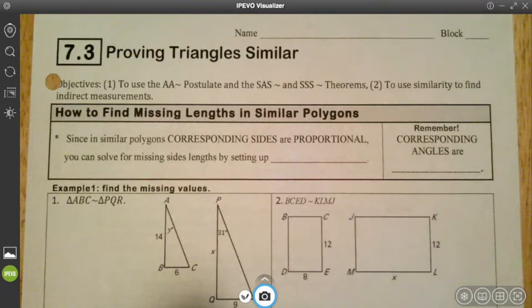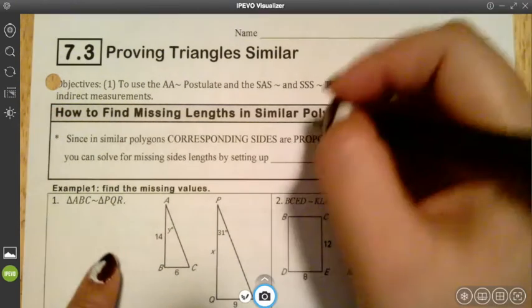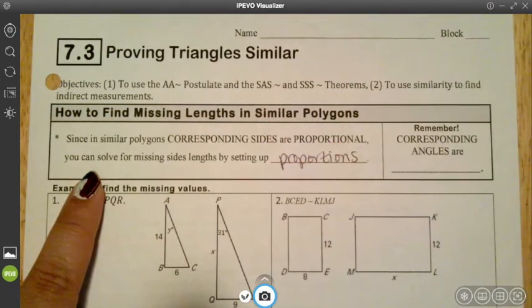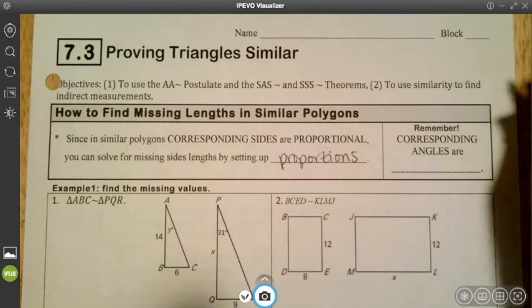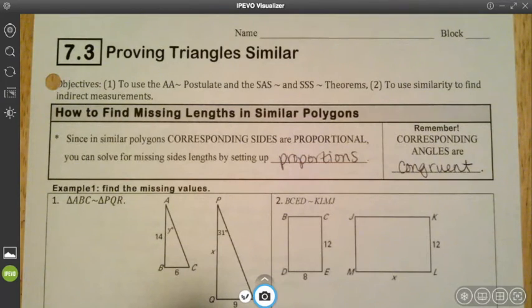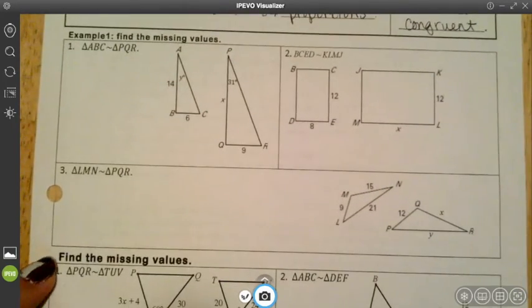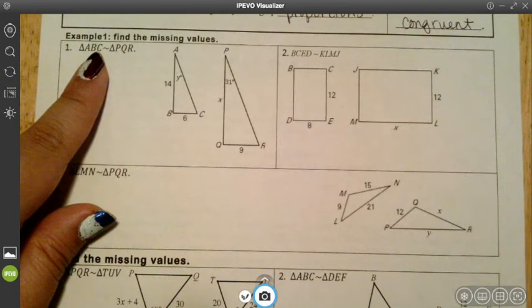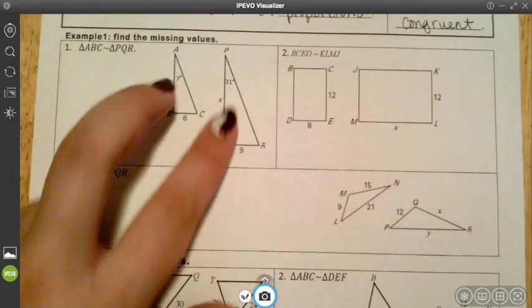So remember, we were just talking about how similar polygons have corresponding sides that are proportional, not equal. If the sides are equal, then that would be a congruent shape. But we're talking about similar shapes. So we can solve for these missing sides by setting up proportions. What is the same as what we did last chapter is that corresponding angles are still congruent. So if I have these two shapes, two triangles here, and I know that they're similar, and I want to find the missing part.